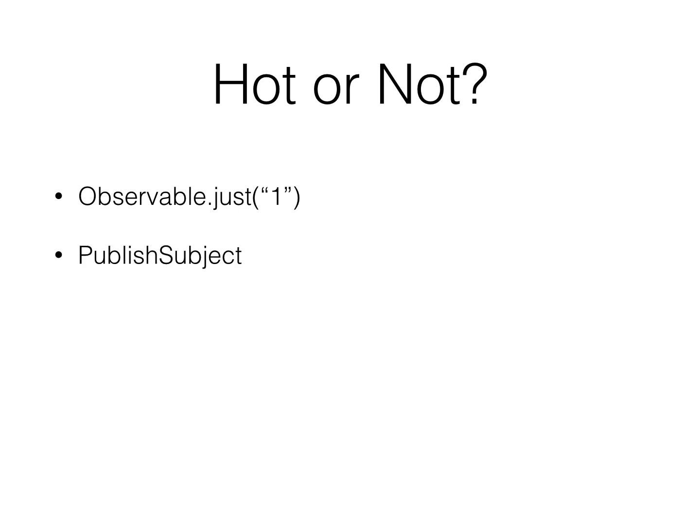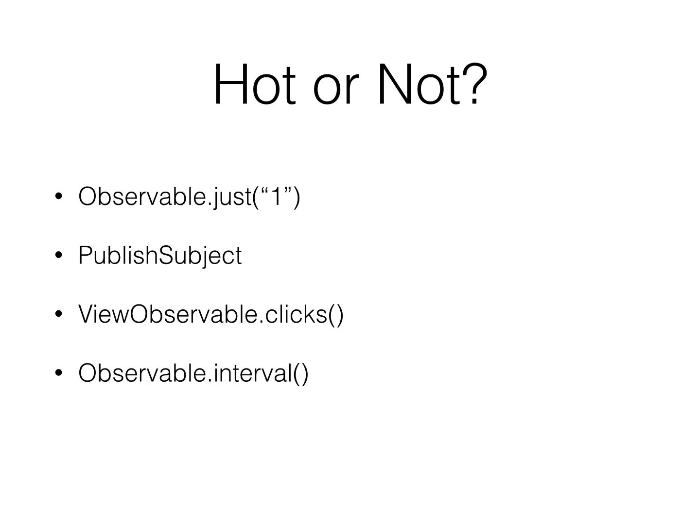By contrast, you have the published subject, and this is the definition of multicast items that aren't going to wait for you at all to subscribe. It's just going to be broadcasting to whoever happens to be subscribed at that moment. A slightly more concrete version of that is viewObservable.clicks from the RxAndroid library. It's noticing when people click on a view somewhere on the screen. So this one would also be a hot observable, but a slightly more concrete example than published subject.